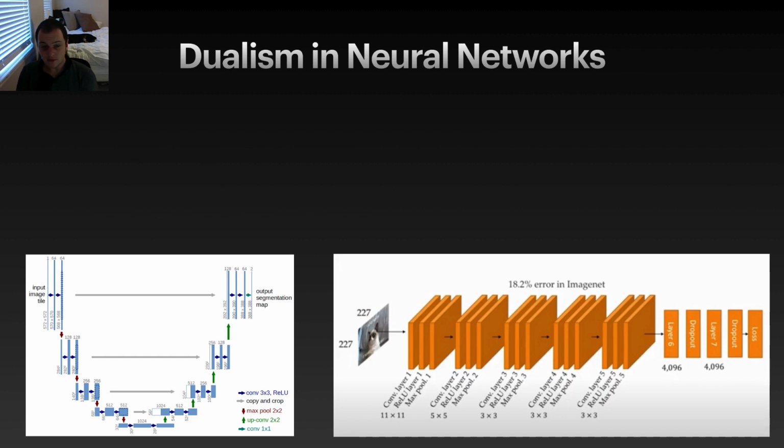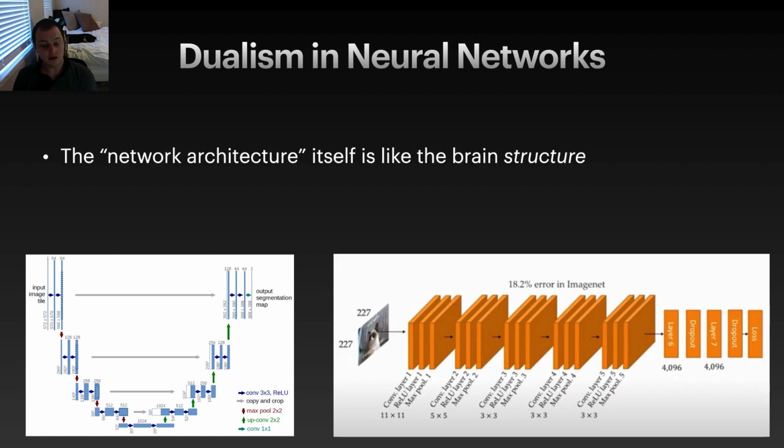Now, what we kind of see in neural networks is actually a sort of Cartesian dualism, or a sort of dualism in and of itself. So consider the network architecture like brain structure. That is the actual orientation of how neurons are connected to one another, not thinking about the weights or anything, but just saying where these neurons go.